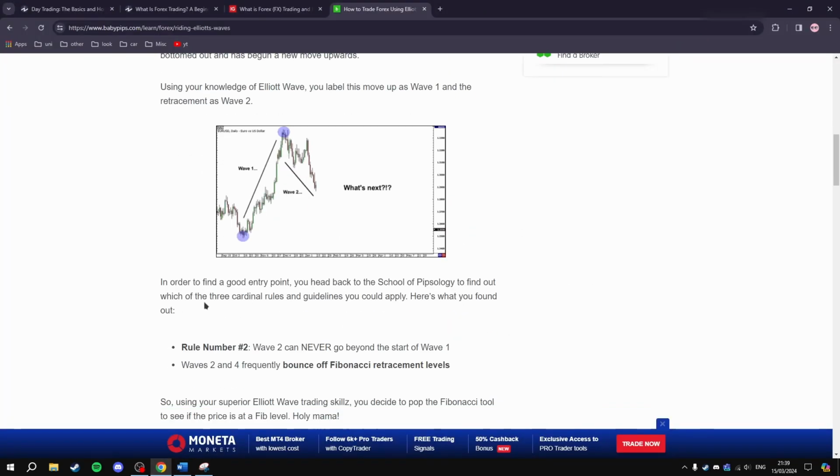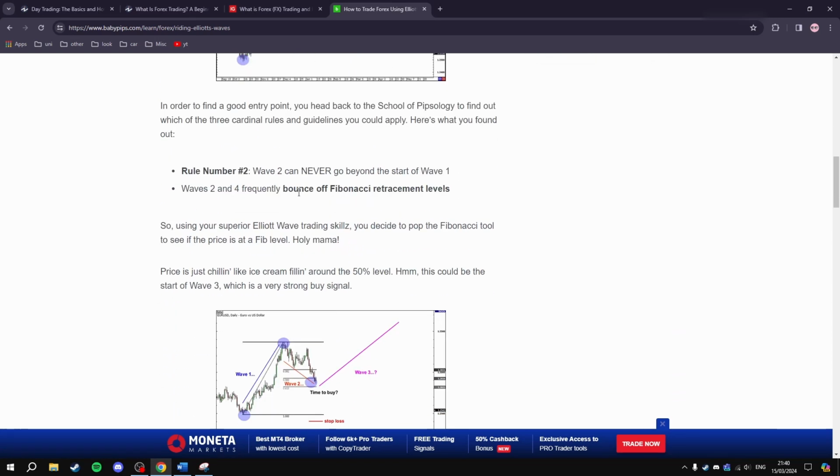What's next? In order to find a good entry point, you head back to the school of Pipsology to find out which of the 3 cardinal rules and guidelines you could apply. Here's what you found out. Rule number 2: wave 2 can never go beyond the start of wave 1. Okay, so this wave here can never go beyond this point here, so it can't drop below over here. Waves 2 and 4 frequently bounce off Fibonacci retracement levels. So we could turn the Fibonacci retracement levels on and then see if it bounces off resistance 1 or whatever.